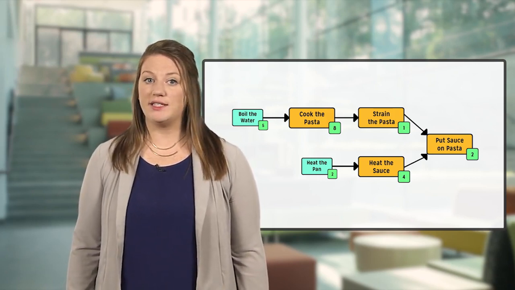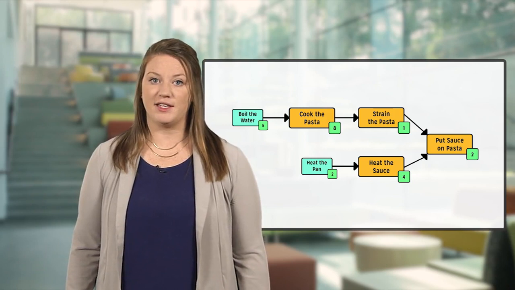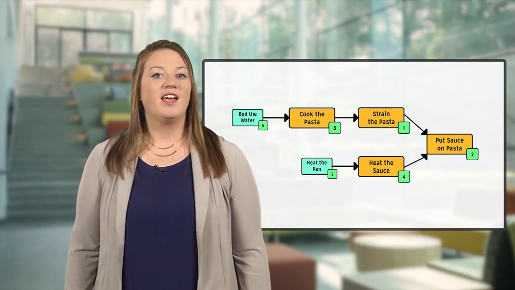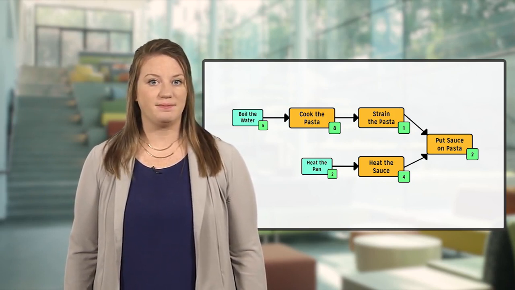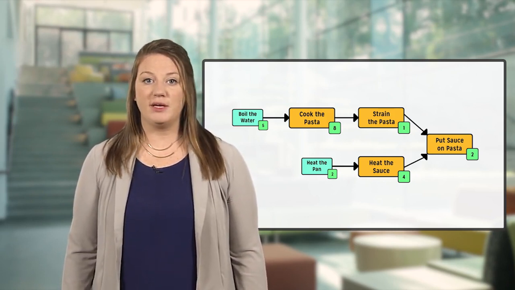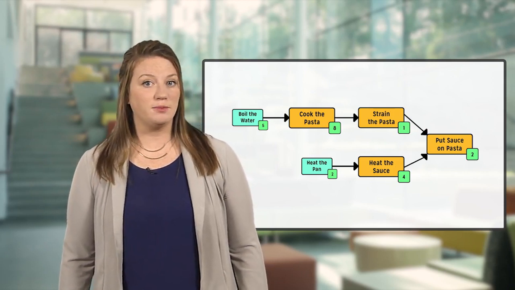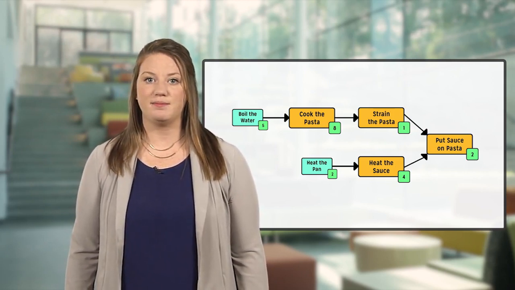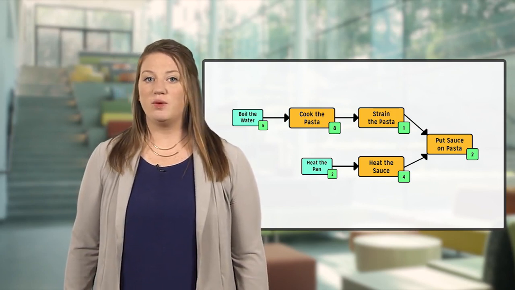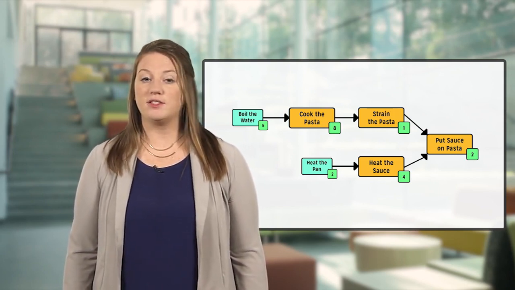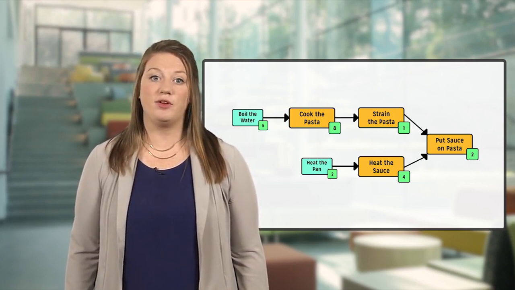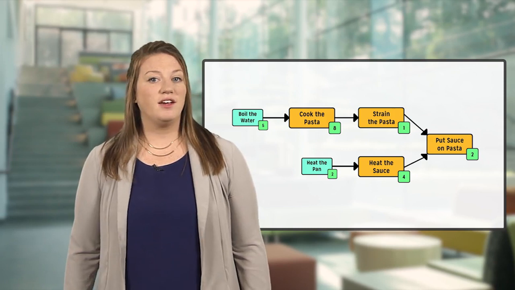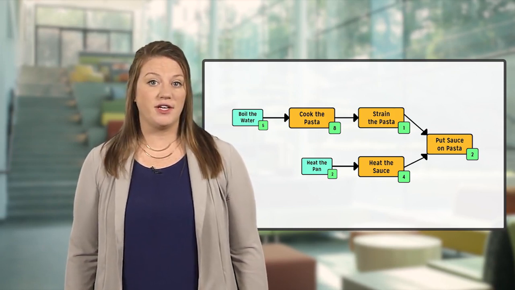Tasks on different beginning to end paths can be completed independently. For example, the task to boil the water can happen independently of the task to heat the pan. Note that where the two beginning to end paths meet is a coordination point for the task dependencies. In the example, this coordination point would be the put the sauce on the pasta task. You must strain the pasta and heat the sauce before you can put the sauce on the pasta. Therefore, you must coordinate the tasks of straining the pasta and heating the sauce.